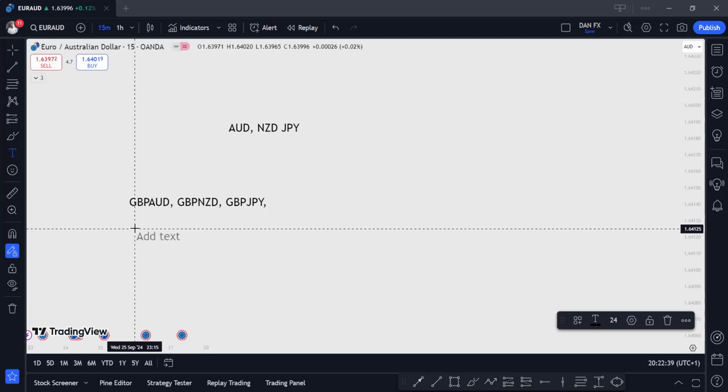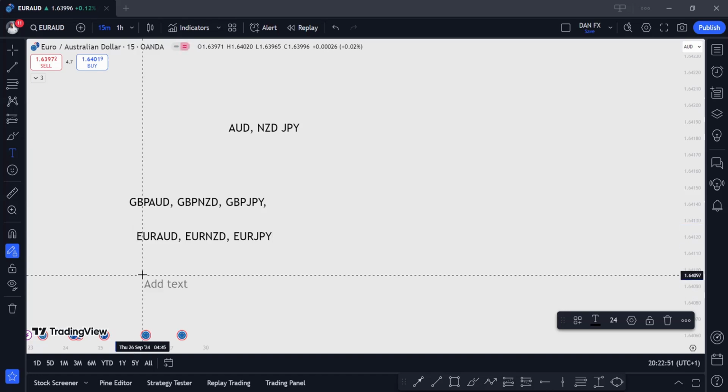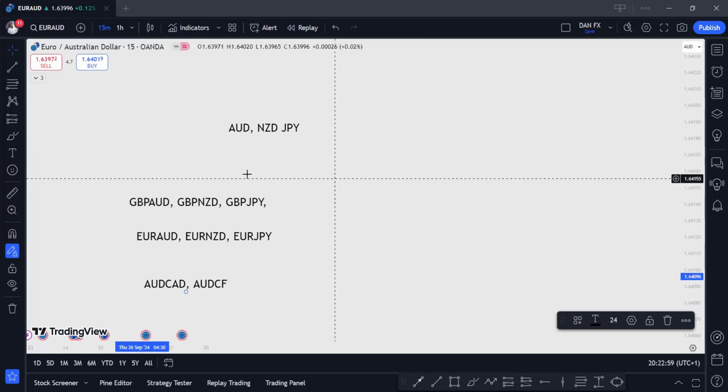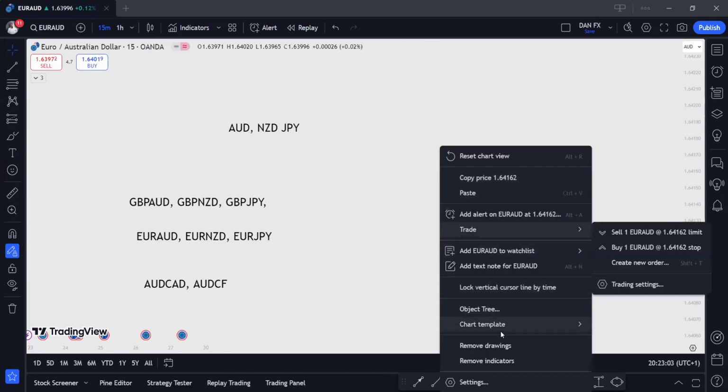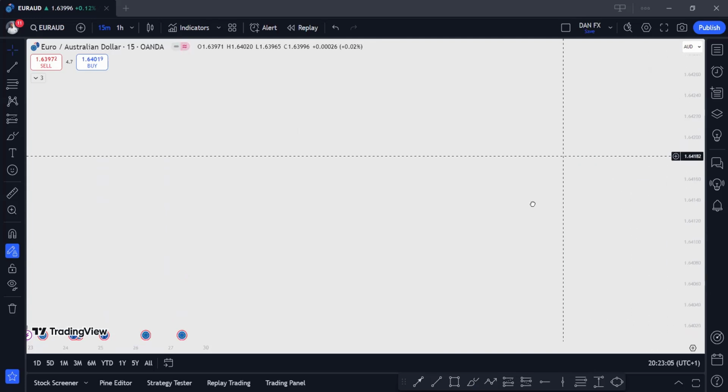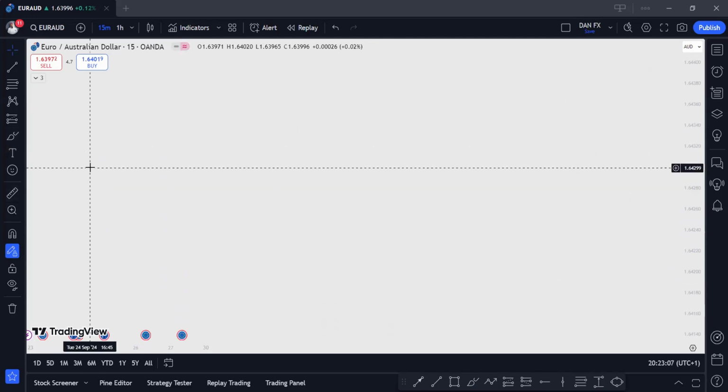You have EUR/AUD, you have EUR/NZD, and you have EUR/JPY. Also, we have the AUD crosses, AUD/CAD, AUD/CHF. You get the gist, right? So AUD pairs, NZD pairs, and JPY pairs. Now, if you go to those pairs, what you're going to notice is they move in the Asian session.